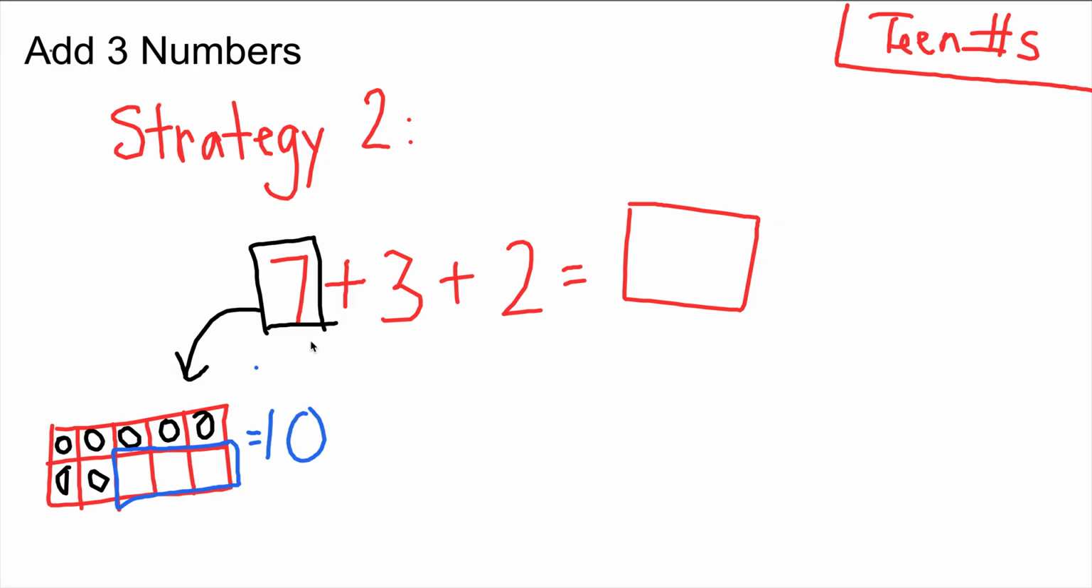And, do I have 3 in here? Hopefully you said yes, you do have 3, because here's the number 3. So if I put 3 in here, I just filled up my 10 frame and I just made 10. So 7 and 3 gave me 10.